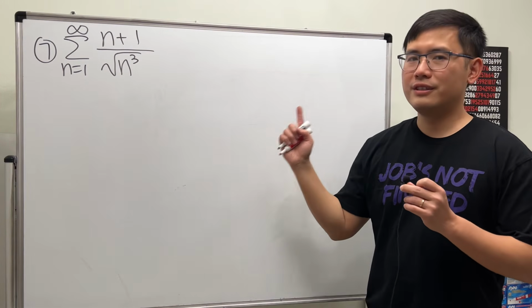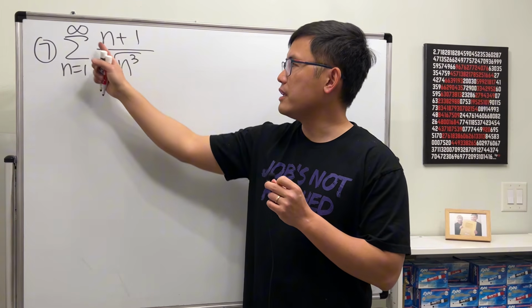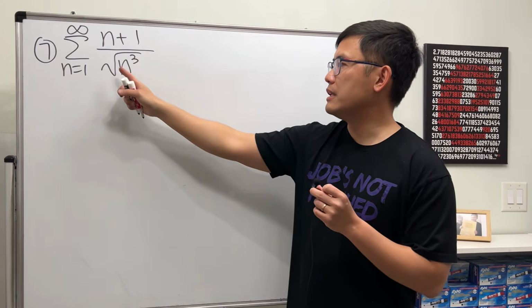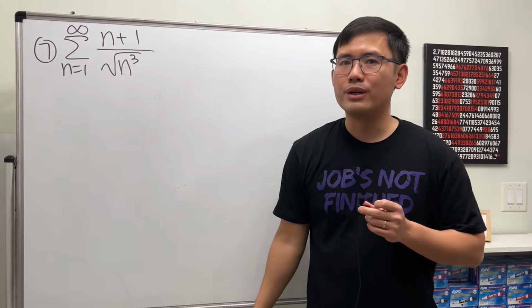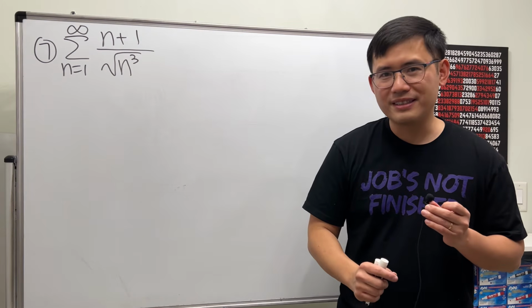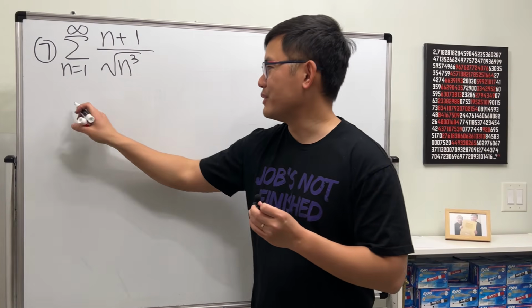Now, number 7. This time we have the series as n goes from 1 to infinity, and then we have 2 terms on the top, n plus 1, and the bottom here is square root of n to the third power. You can do either the limit comparison test or the direct comparison test. In my opinion, direct comparison test is nicer, so I will show you that.